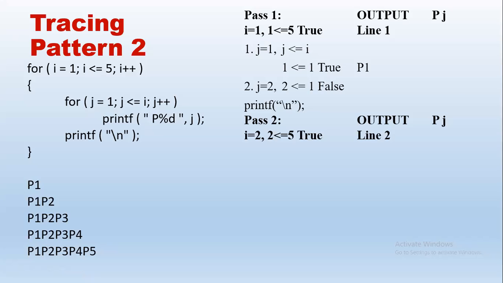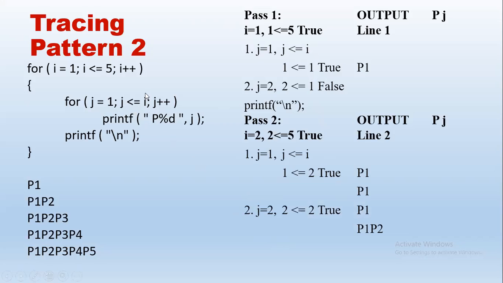Okay. So J starts from 1. When we say J starts from 1 in pass 2, step 1, we need to print the value of P along with J value. What is J value? J is 1 here. So in the second line, we print Pj, right? Now, second step, J will be 2. Okay. So J is 2. 2 less than equal to I. I is also 2. Yes, condition is true. We print Pj, value is 2. So P2 is printed as the second value in line 2.